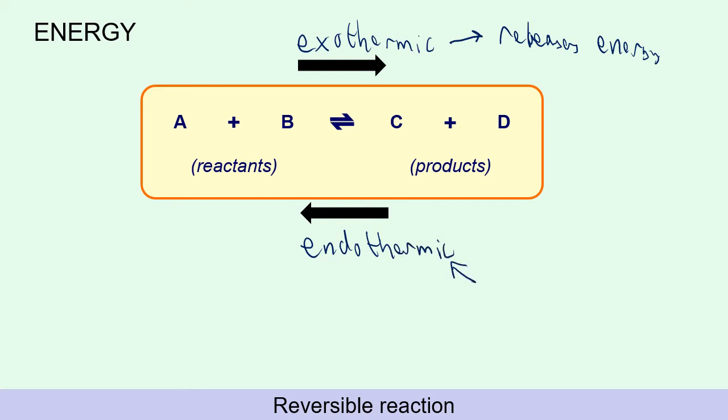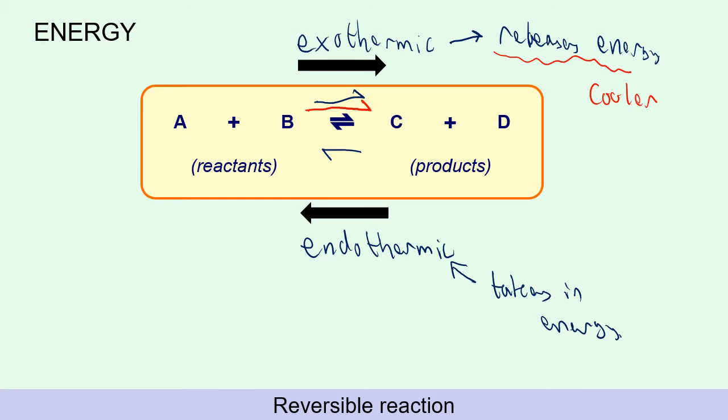which takes in energy. So if one direction is exothermic, the other one must be endothermic, and vice versa. If I'd like this reaction to go forwards, if I'd like it to go this way, how could I encourage it to release energy? Well, actually, if I made it a bit cooler, it would give out more energy. You'll find it easier to give out energy.